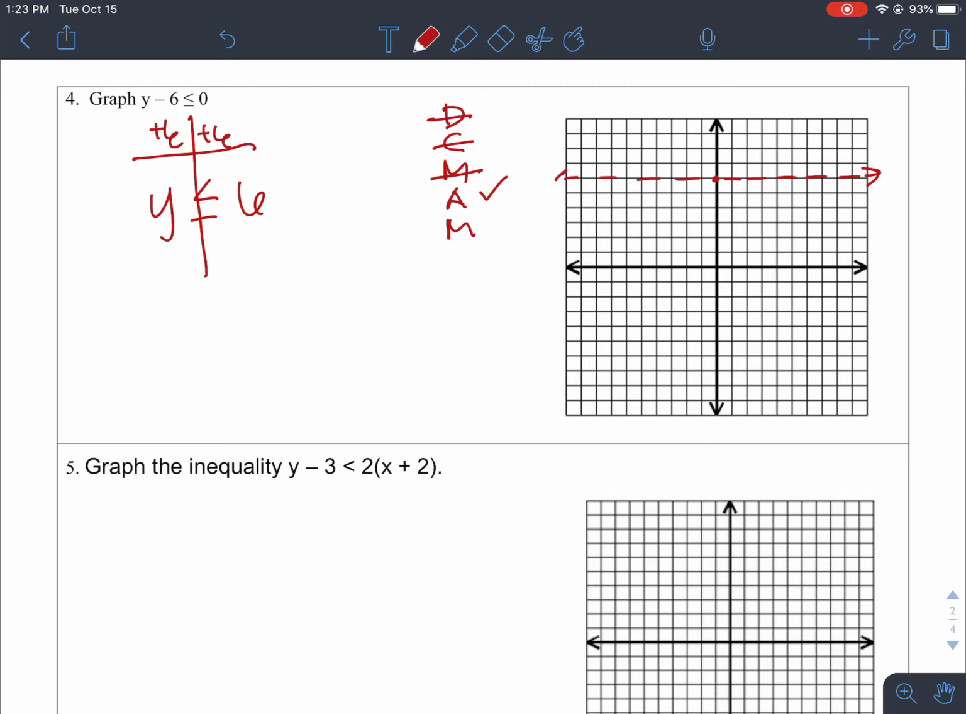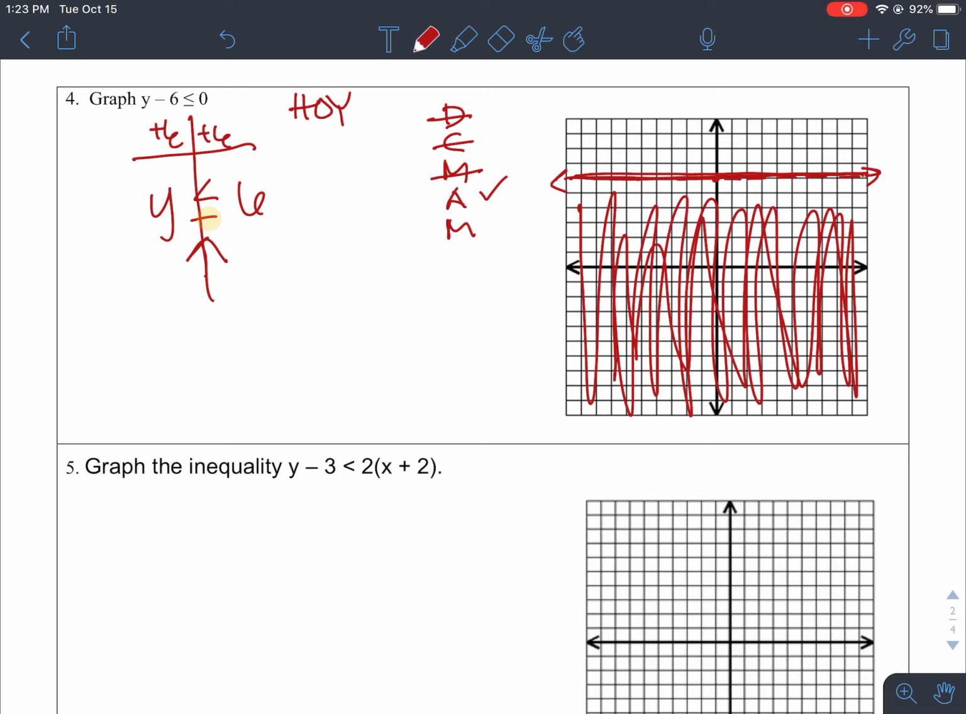If you are familiar with VUX HOY, this is HOY. And it says that it is less than or equal to, so it is actually a solid line because of the equal to. And it says y is less than, so if it is less than, I'm shading below. I want to shade all the y values that are less than 6, so that's 5, 4, 3, 2, 1, 0, negative 1, and so on.